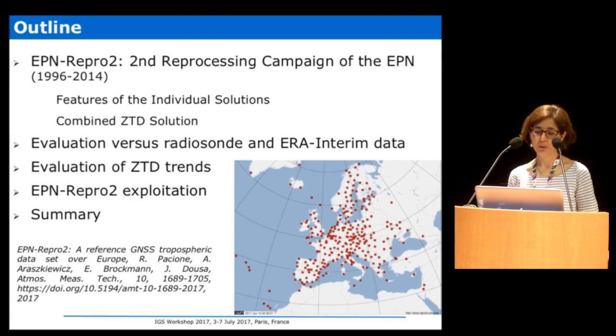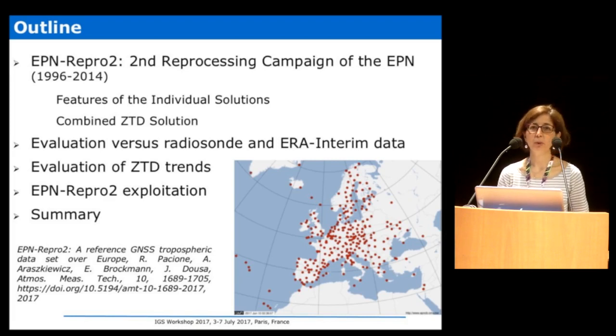I would like to describe the features of the individual contributing solutions and the combined ZTD solution. We have evaluated this product versus radiosonde data and the ERA-Interim data, and we have computed trends and uncertainties. I'm going to show two examples of data exploitation in climate research. And in case you are interested, we have also published a paper where all the details are reported.